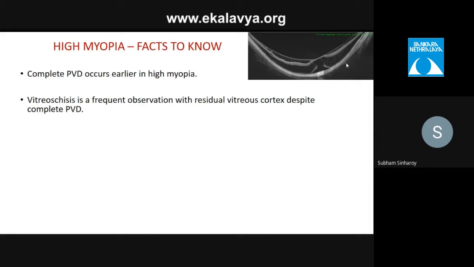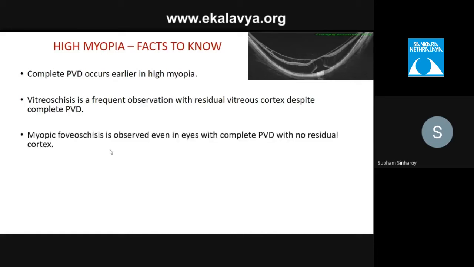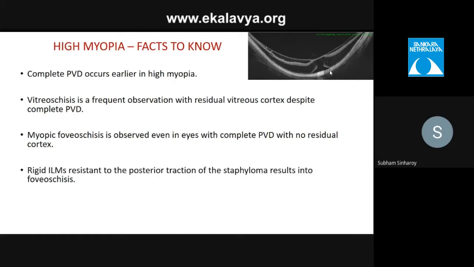So what you see in the OCT is a myopic schisis, or you can say myopic maculopathy or foveoschisis, which is observed even when the complete PVD is there with no residual cortex. Still you can see that myopic foveoschisis. That means when there is no anterior traction, you can still have that stretching of the retina. So how is it possible? It's because of the rigid ILM, because myopic eyes also have a posterior staphyloma.